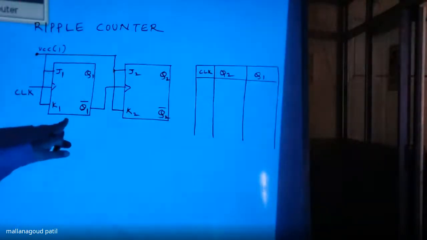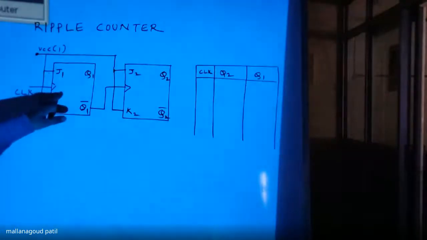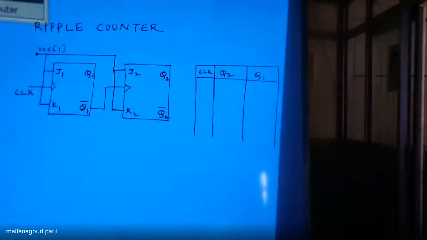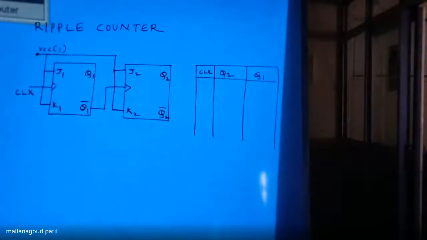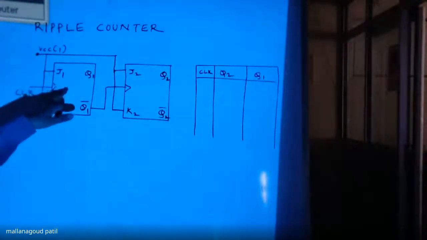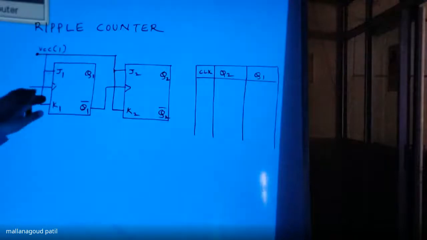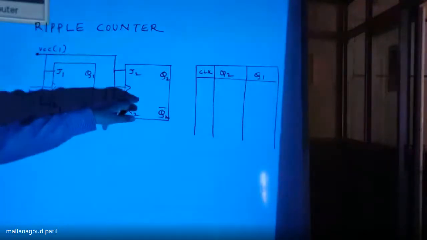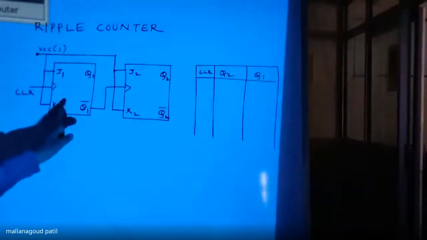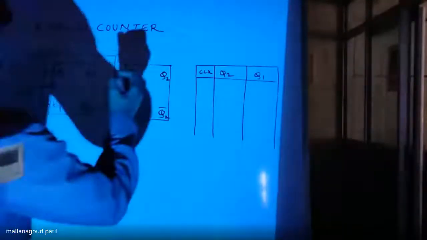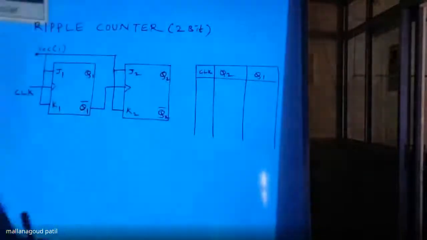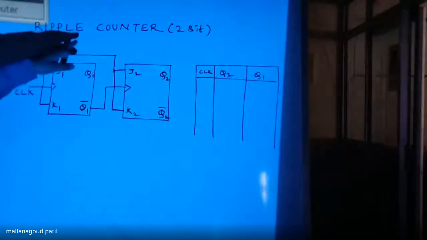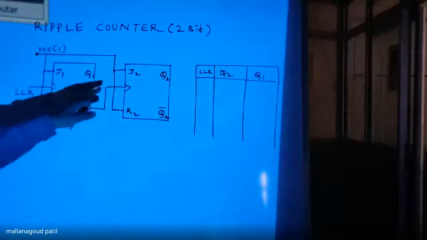Asynchronous fashion means the clock is not connected to all the flip flops. We connect the clock only to the first flip flop, and the clocks of the consecutive flip flops are connected to the previous flip flop's output. Take a 2-bit ripple counter. I can write here: 2-bit ripple counter. 2-bit means I need 2 flip flops.